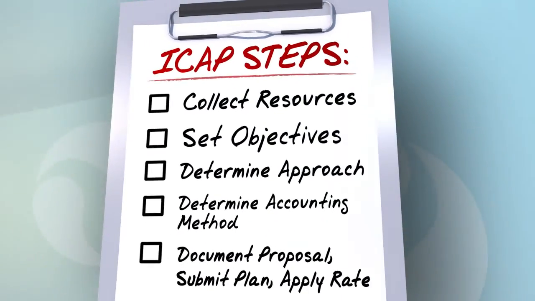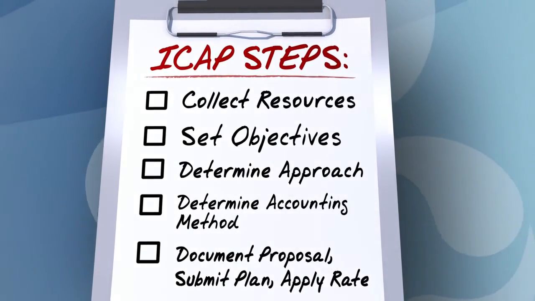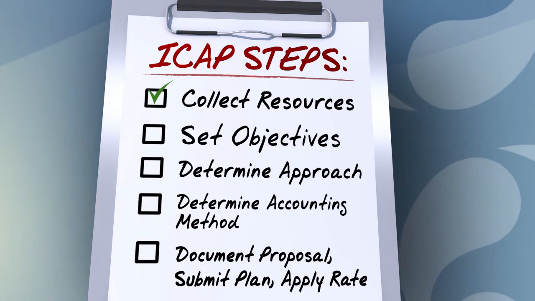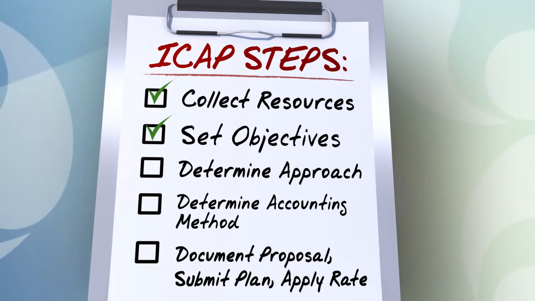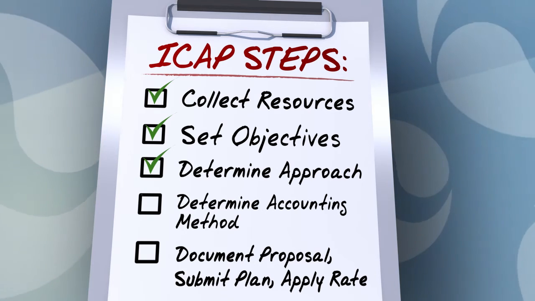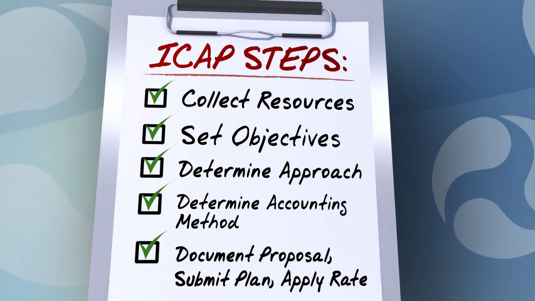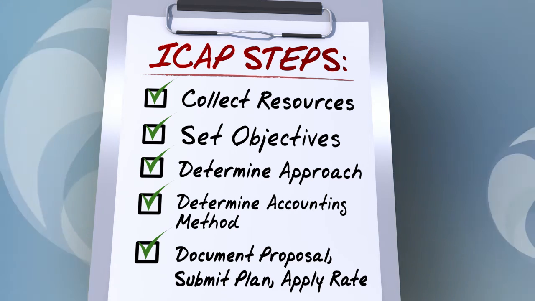We have just reviewed all the steps agencies will take to finalize their ICAP. Start by collecting your resources. Then set objectives. Determine your approach and accounting method. And lastly, document and submit your proposal for approval before applying the indirect rate.